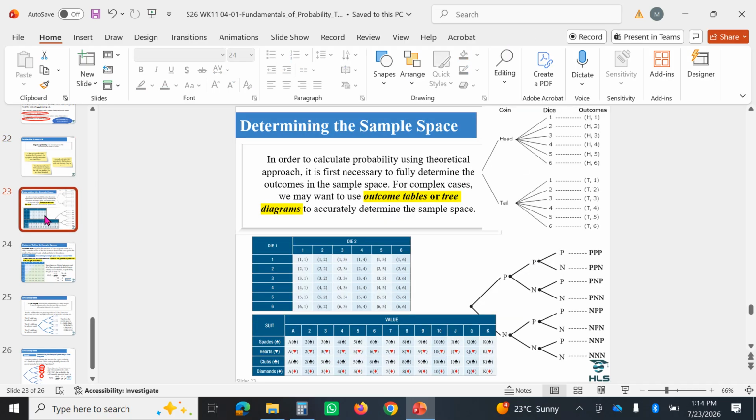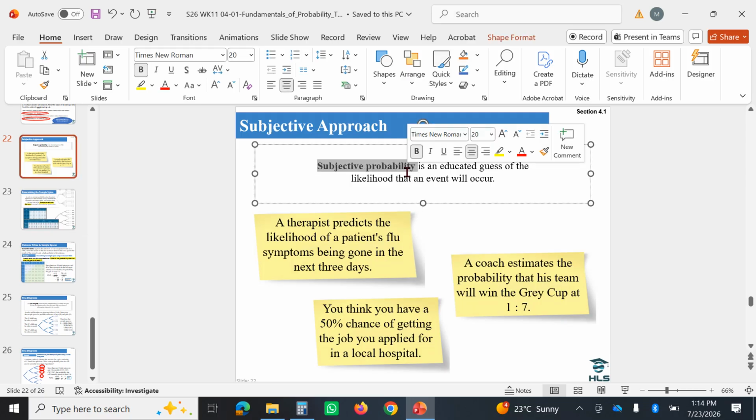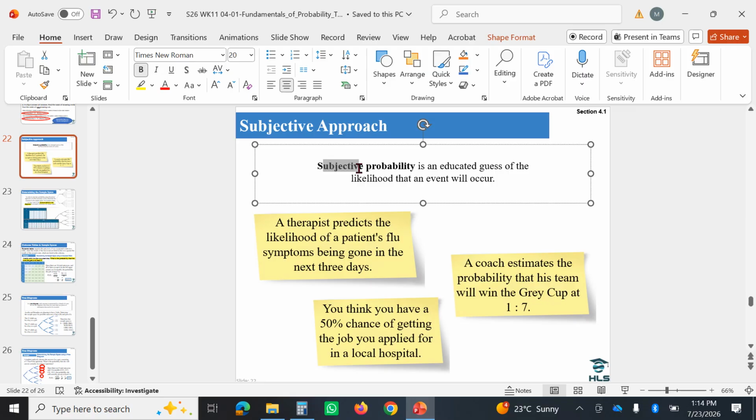Okay, you really don't want to use subjective probability at all when you're dealing with scientific data. This is a personal thing, about, I shouldn't say unimportant things, because getting a job is important, but it's all based on you and your personal feeling. Okay, so hence the word subjective.